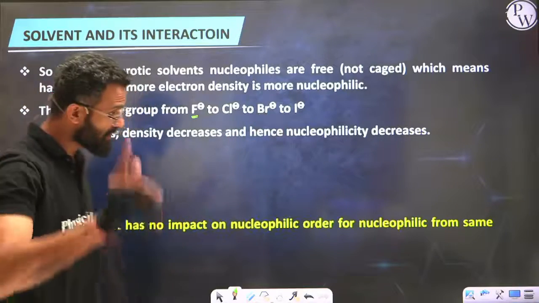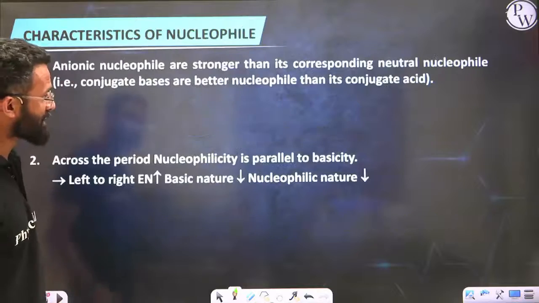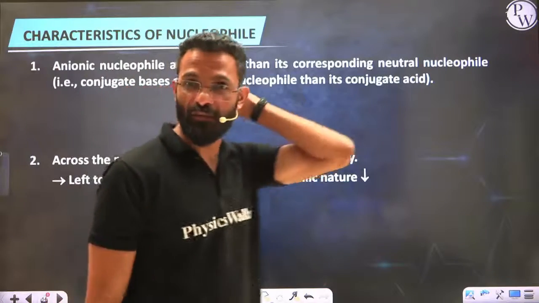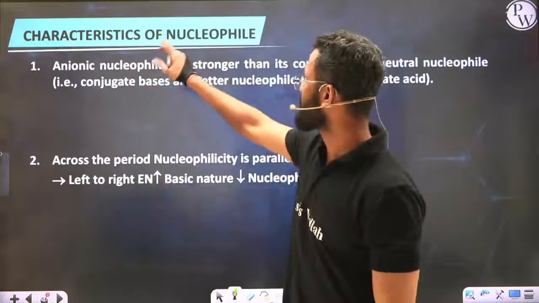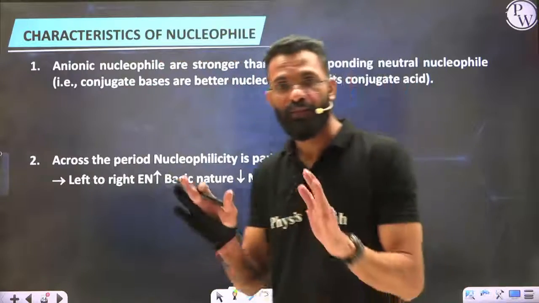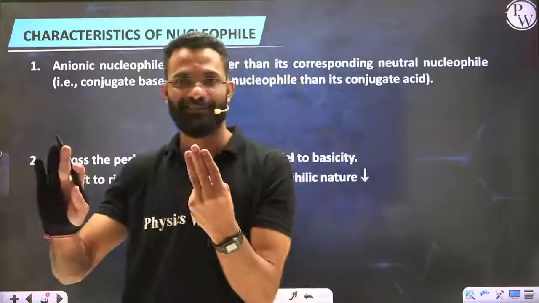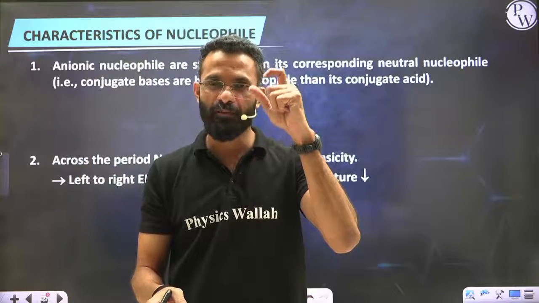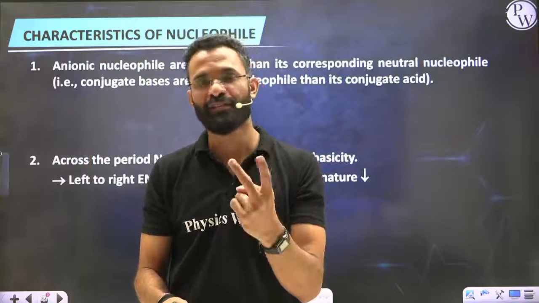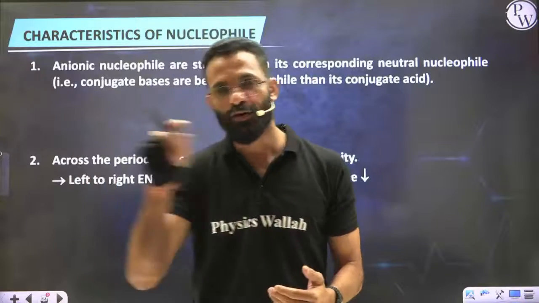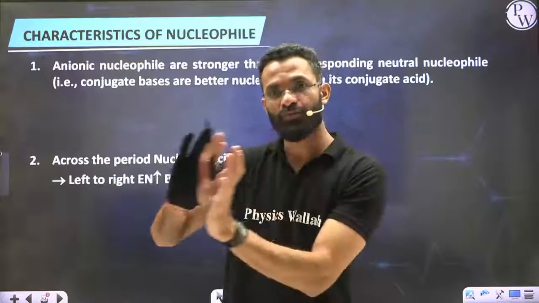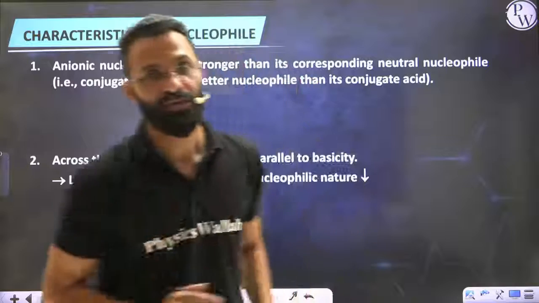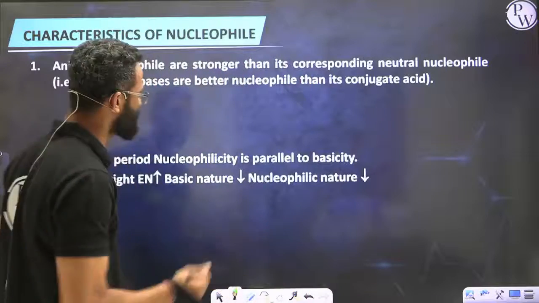Alright guys, other than this, there are some important characteristics which I want you all to always remember. So we are starting with characteristics of nucleophile. Other than these results, polar protic down the group and polar aprotic down the group, these are two results. We also discussed nucleophile across the period. Other than these three, there are some more characteristics which I want you all to always focus on, which is right here.